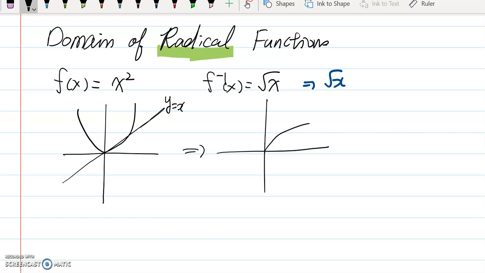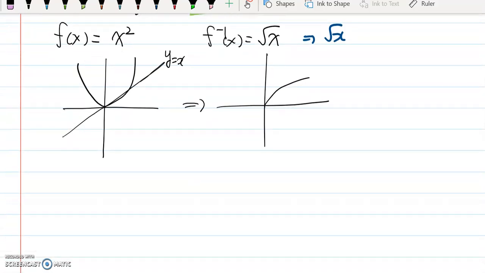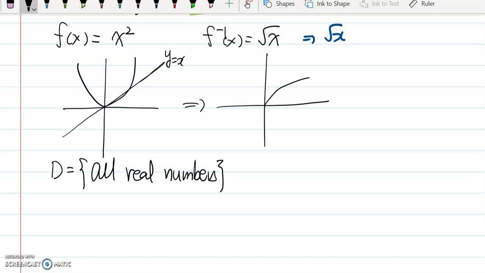Okay. Now think about the x squared domain and range first. So for the x squared domain case, as you see, all real numbers, right? Why? Because you see the graph on the left side and also the right side. Therefore, the domain becomes all real numbers.